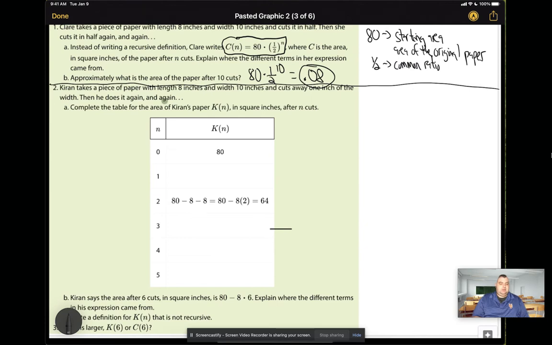Number 2, Kieran takes a piece of paper with length 8 inches and width 10 inches. So same size piece of paper, same area. So our starting area is going to be 80 again.